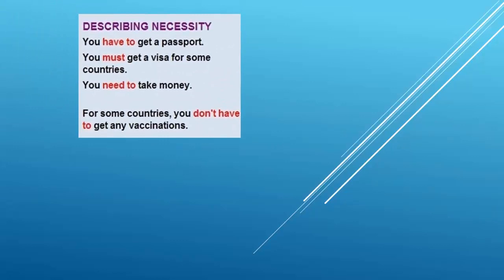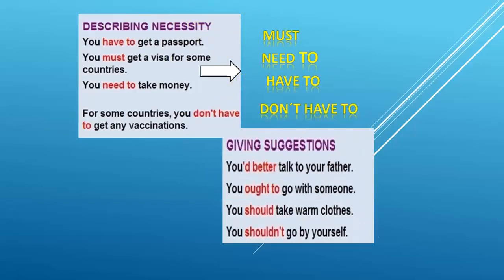Describing necessity. You have to get a passport. You must get a visa for some countries. You need to take money. When you use you have to, it is necessary to do that. You must get a visa for some countries is something that you have to do, it's mandatory. And you need to take money, you use need to when you have a necessity. For some countries, you don't have to get any vaccinations. When you use don't have to, that means that it's a lack of necessity. Must, need to, have to, don't have to.